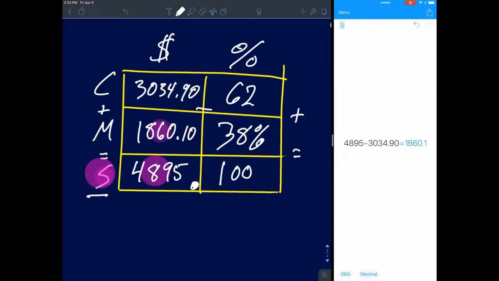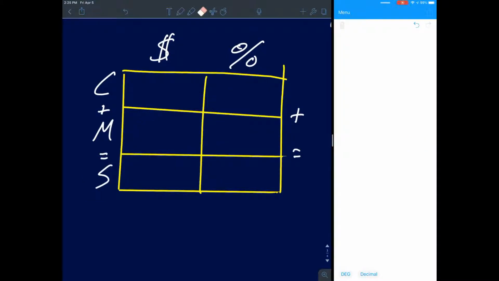All right, moving on. On page 317, number 6, find the selling price and the markup for an item that costs $792 and is marked up 42% of the selling price. Okay.